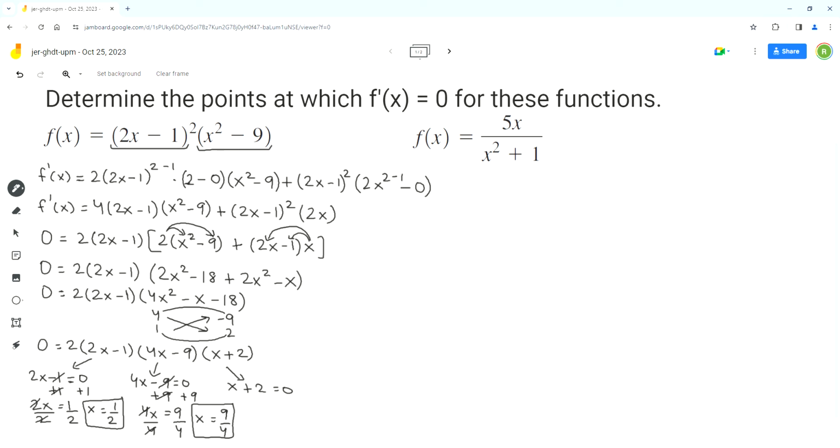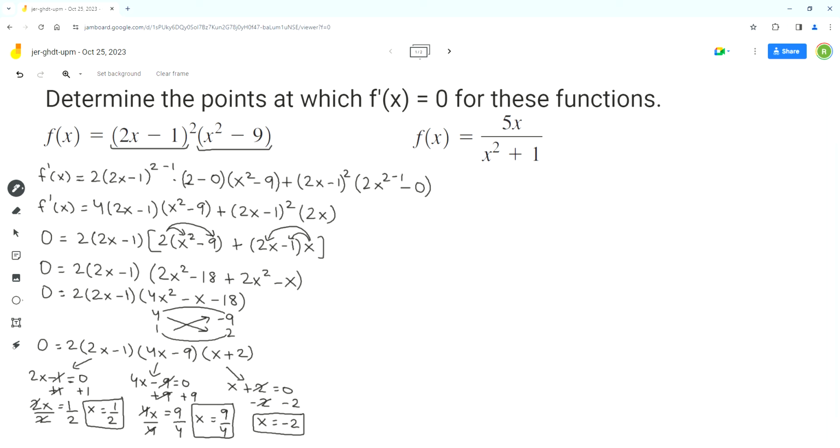And for the third one, we'll subtract 2 from both sides. So the 2's on the left side will get cancelled out. So we get x equals negative 2. So for this function, we've got 3 x values at which the derivative is equal to 0. So now we have to find the corresponding y values. So we'll sub in these x values one by one in the given function.